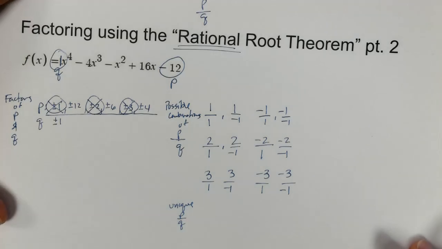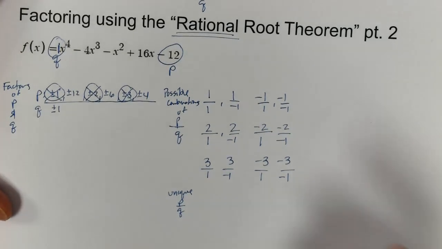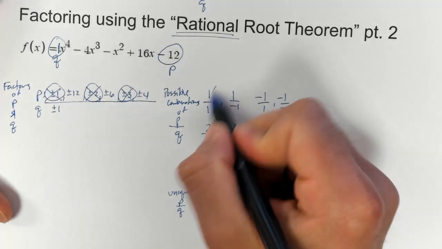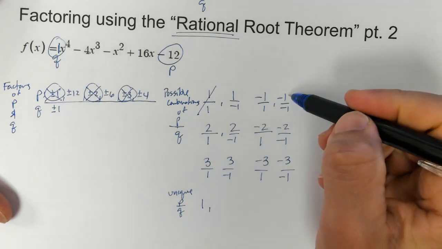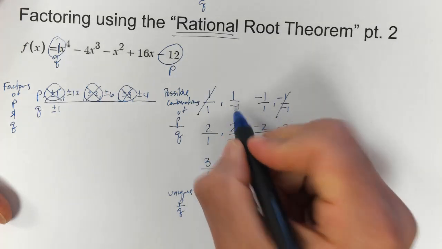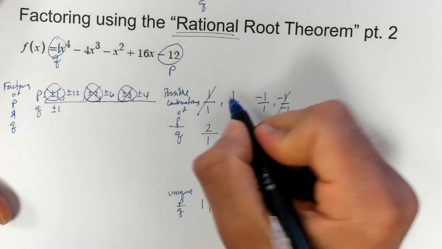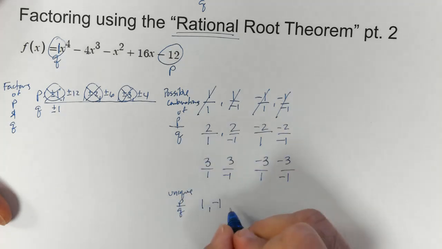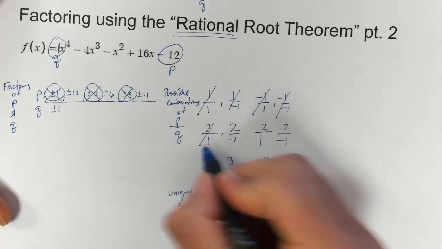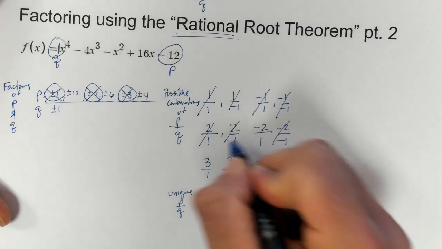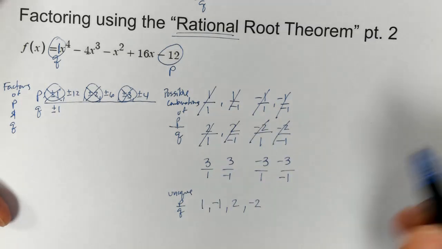a lot less unique values, right? 1 divided by 1 is 1. I can get a 1 like this. I can also get a 1 when I'm dividing both negatives. 1 divided by negative 1 is negative 1. I can get a negative 1 here and here. I can get a positive 2 here and here. I can get a negative 2 when only one of them is negative.